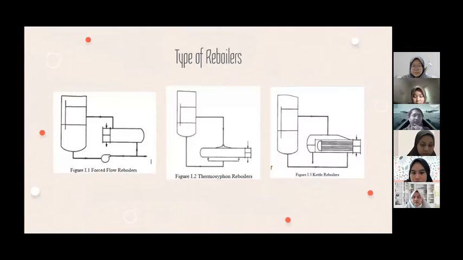Okay, next is introduction. I'll explain first about the reboilers. Reboilers are used to evaporate some of the bottom products in distillation columns. Reboilers are categorized into 3 types. First is forced flow reboilers. Second is thermosiphon reboilers, and third is kettle reboilers.